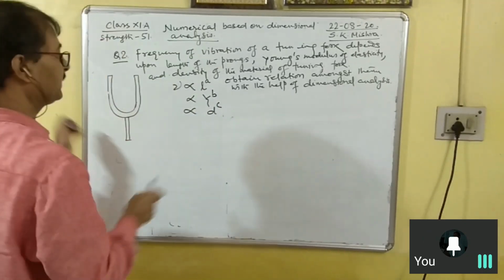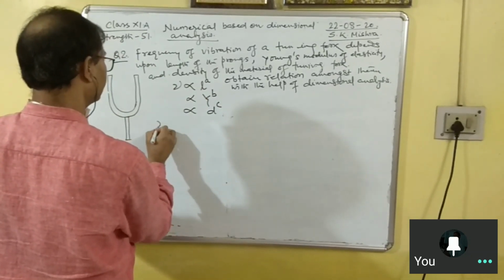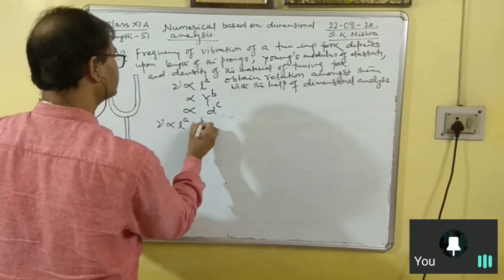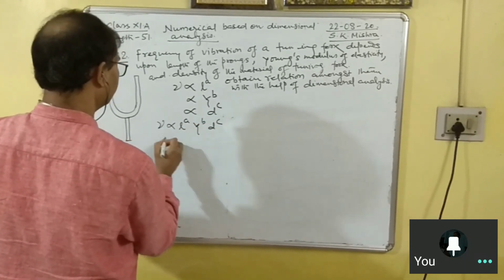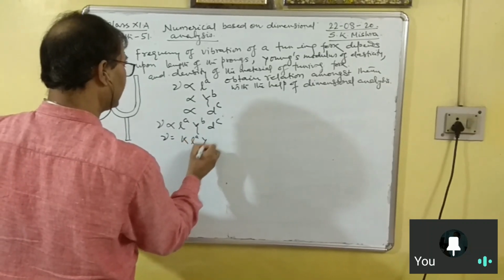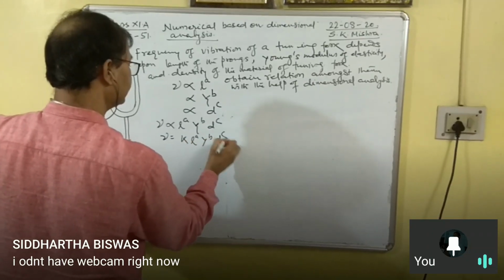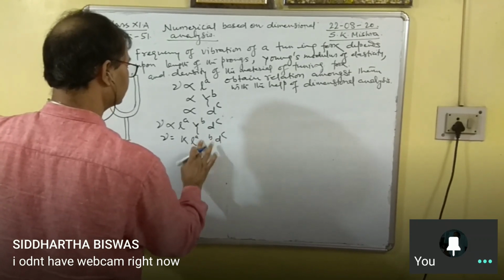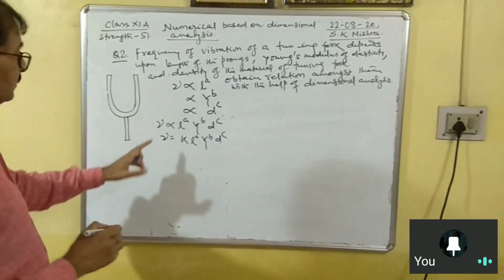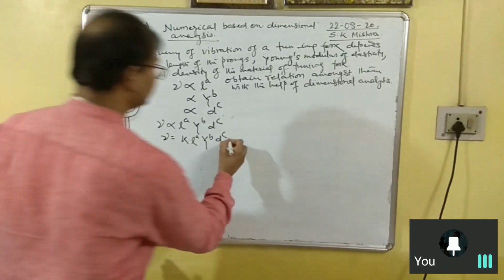Then you can just combine all the three. Nu proportional to L raised to A, Young's modulus raised to B, D raised to C. So nu is equal to some constant K, L raised to A, Y raised to B, and D raised to C. This is Y, the same Y. Okay. Now just assume it as equation 1.